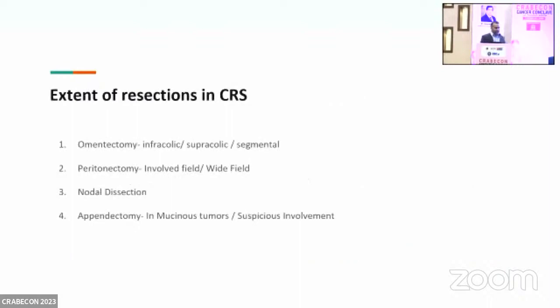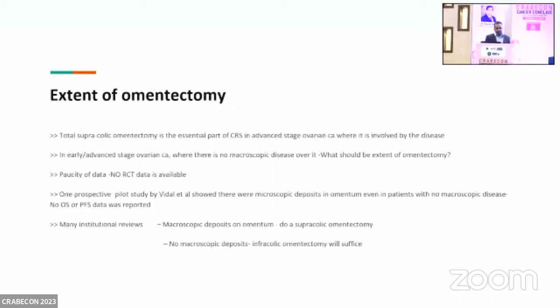So what could be the extent of resections in the cytoreductive surgery? These are the procedures which we routinely do in a cytoreduction. But there is really a paucity of data regarding the extent of these resections. So what should be the extent of omentectomy? In a macroscopic involvement of the omentum, the total supracolic omentectomy is the standard of care. But when there is no gross involvement of the omentum, what should be the extent of omentectomy? There is really a paucity of data, and no RCTs are available.